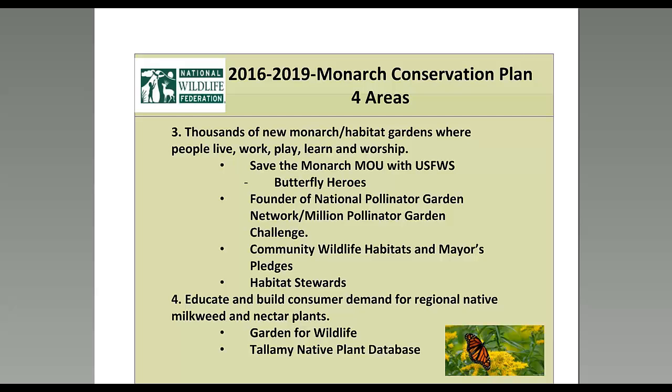And then on a big picture, we're educating and building consumer demand for regional native milkweed and nectar plants. That's part of our messaging in Garden for Wildlife, and also a new tool that we're going to have available in the spring. It really speaks to the Lepidoptera points that Donna had shared. It's a database that Dr. Doug Tallamy of the University of Delaware helped create, and it's going to provide a variety of tools.